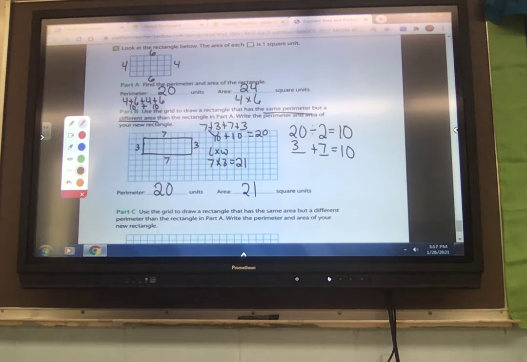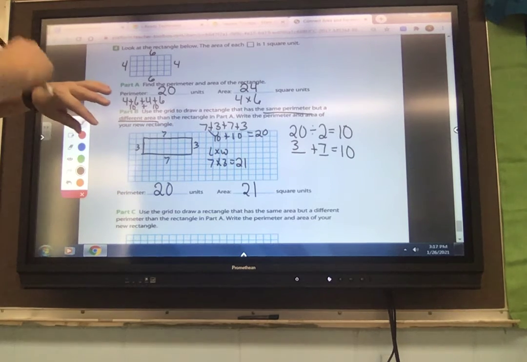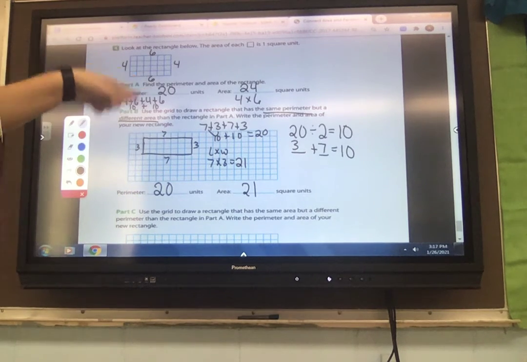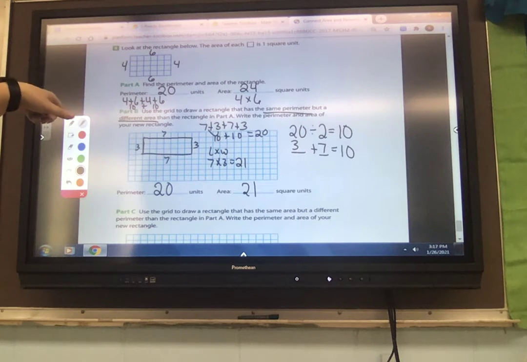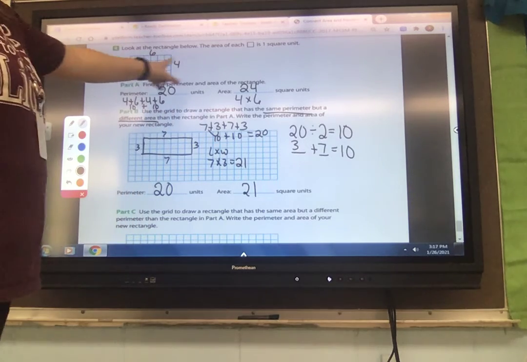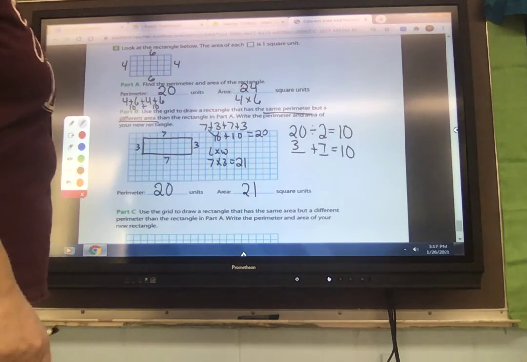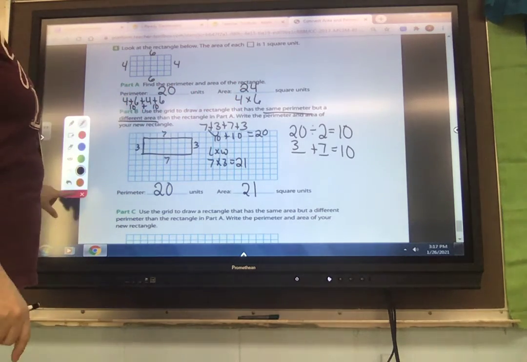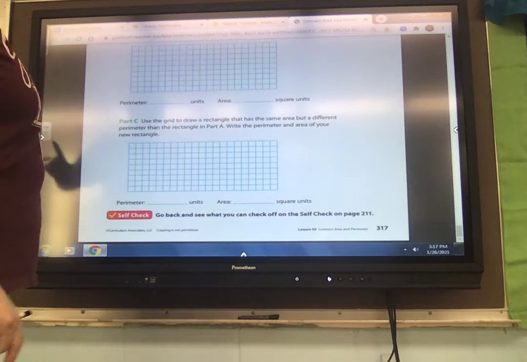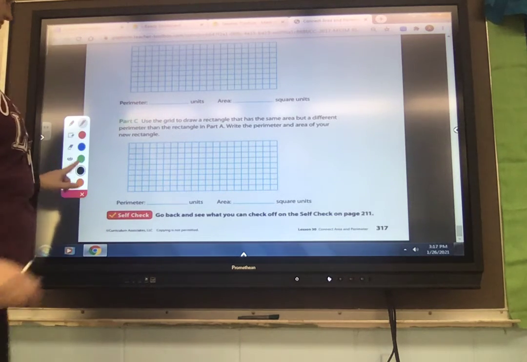Part C. And my numbers are going to disappear, so listen good. Use the grid to draw a rectangle that has the same area but a different perimeter than the rectangle in part A. Okay? So we're back up here. This time we want the same area but a different perimeter. So our area was 24, right? Part A. We're using part A. So I'm going to go down here. We still want our area to be 24.